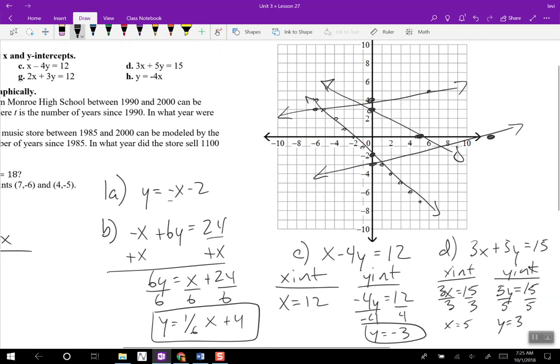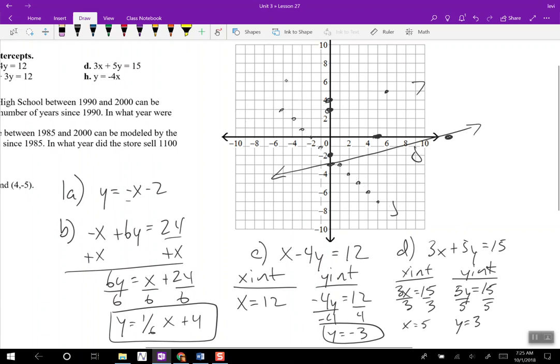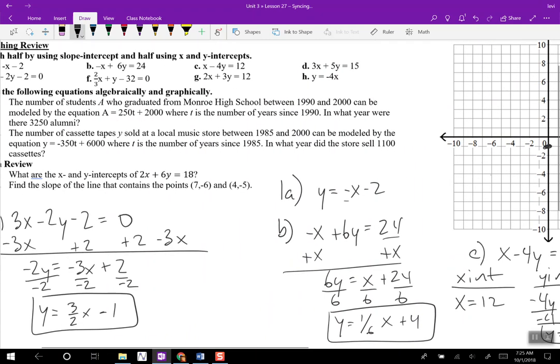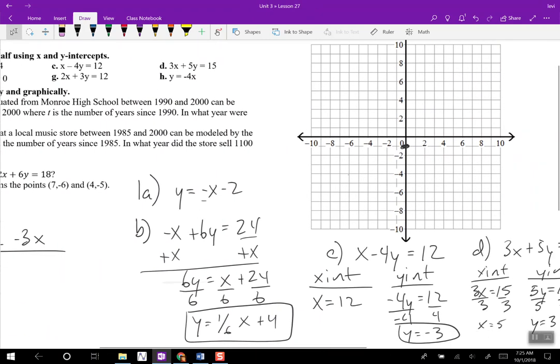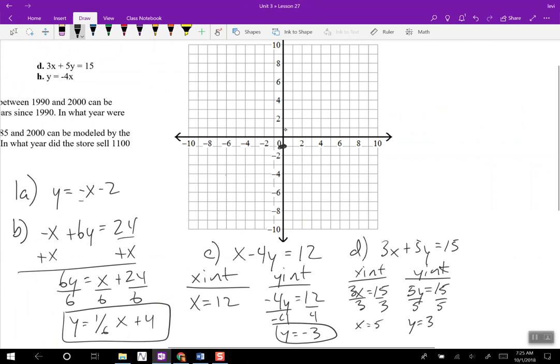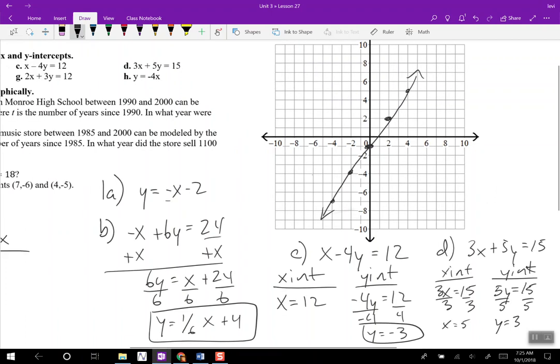We'll erase the rest of these here. Y-intercept was negative 1. And what's our slope? Slope is up 3, right 2. So up 3, right 2. Up 3, right 2. We could go down 3 and left 2. And there's our line.